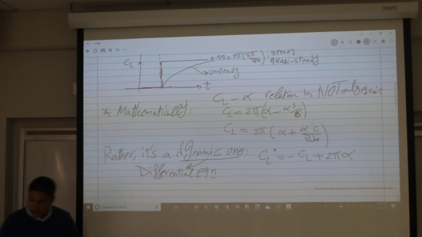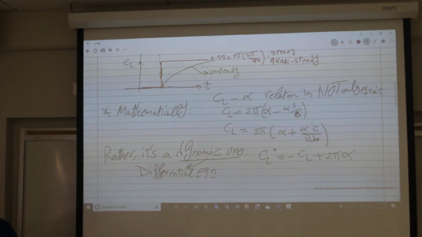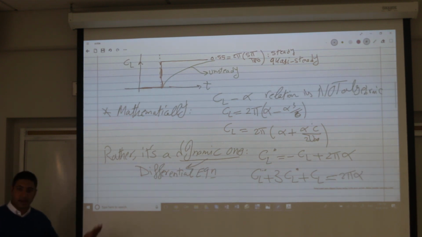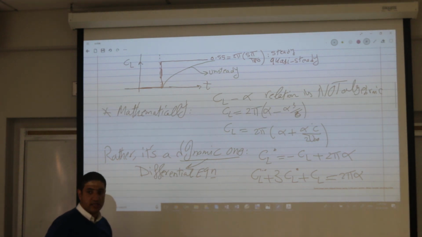And you can do it whatever you like. You can do it maybe like this, or about CL double dot plus 3 CL dot plus CL equals 2 pi alpha. Again, I cannot reject it from the get-go. Maybe it's a legitimate unsteady model. You need to study it now.